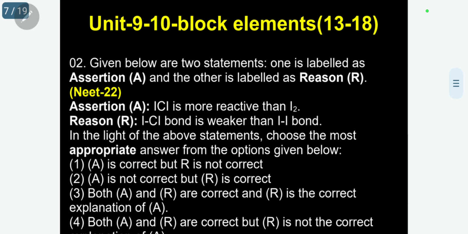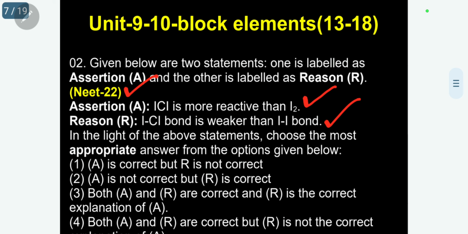Question number 2. Given below are two statements. One is labeled as assertion A and the other is labeled as reason R. Question asked in NEET 22. Assertion A: ICl is more reactive than iodine. Reason R: ICl bond is weaker than I-I bond.